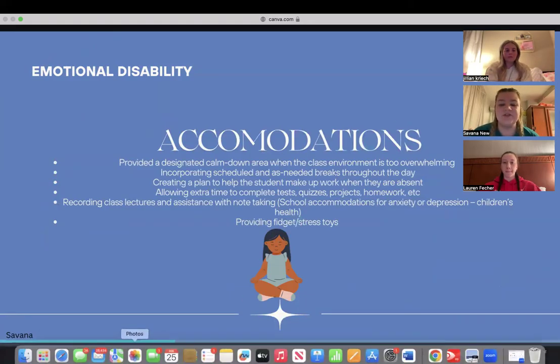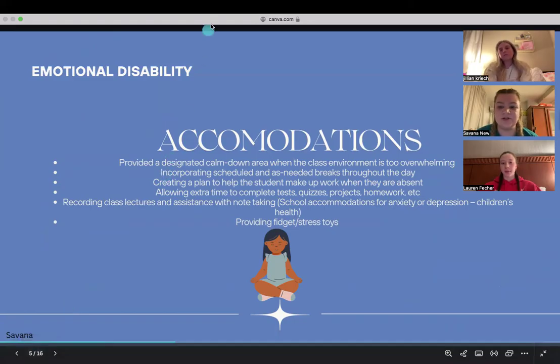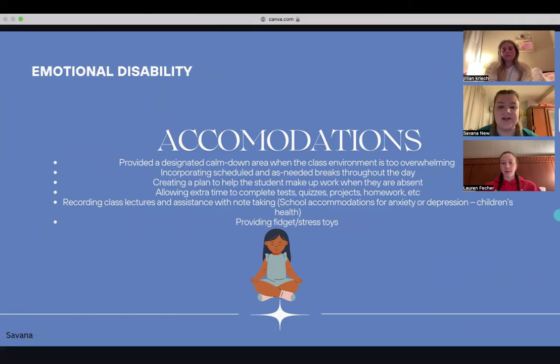Some accommodations that you can make for your students with social anxiety disorder is to provide a designated calm down area within the classroom environment, especially when it becomes overwhelming with many different kids. The calm down area could be anywhere in the school or even just somewhere in the classroom where they can go back and relax for a few minutes. Incorporating scheduled and as-needed breaks throughout the day allows them to calm down and become confident in what they're doing and not feel like they're being judged because they're not constantly being watched or turned on, essentially, in the classroom.